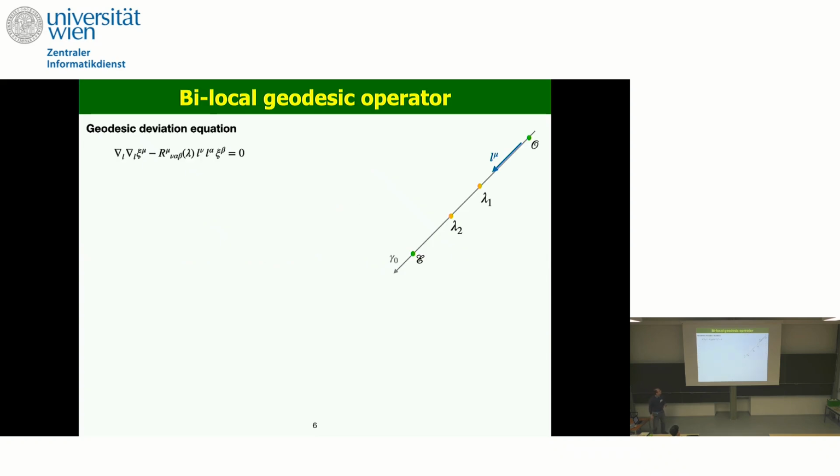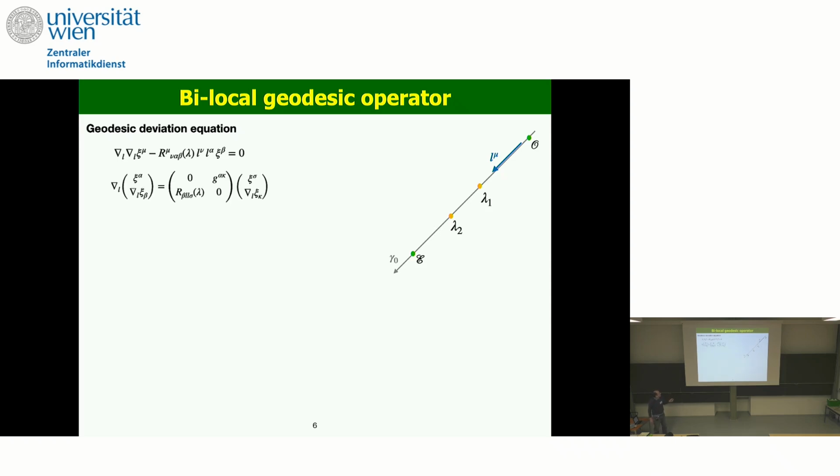So let me begin with the geodesic deviation equation approach to the bilocal approach. So we start from the following situation. We've got a null geodesic. It's parameterized backwards in time just for convenience. L denotes the tangent vector. O is the observation point, E is the emission point. We can write down the first order linear geodesic deviation equation in this form with the curvature tensor.